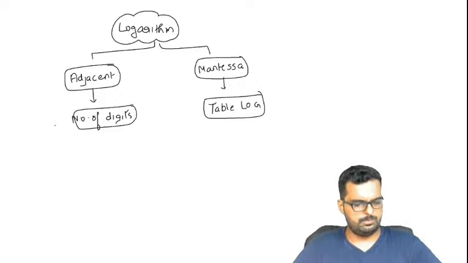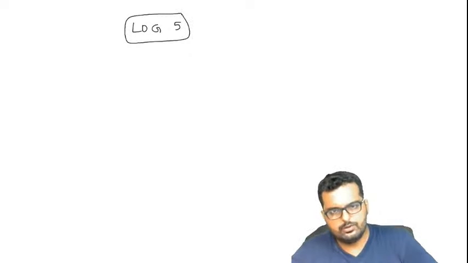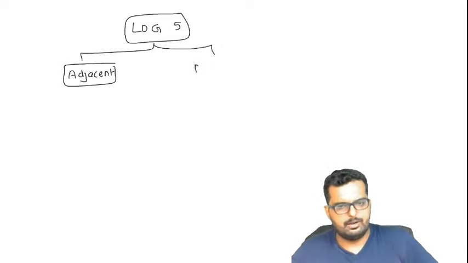Alright friends, have you all put up till here in your books? Can I go to the next part? So if I want to find out log of 5, I have two parts over here. What is the first part called? Characteristic. What is the second part called? Mantissa.